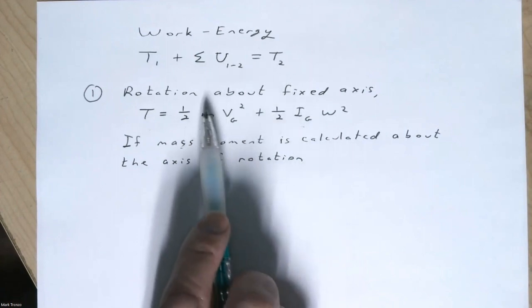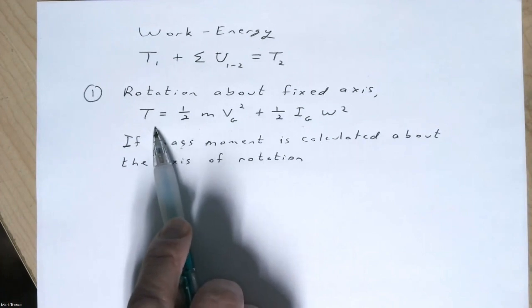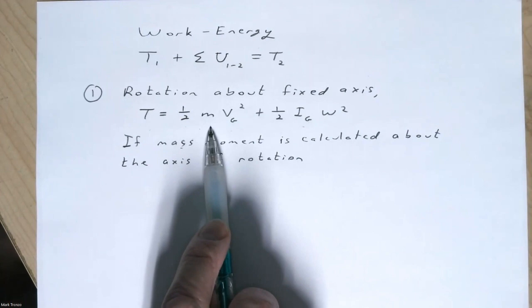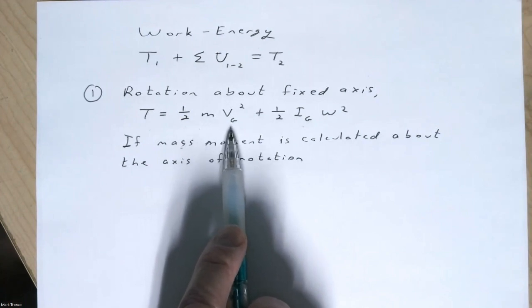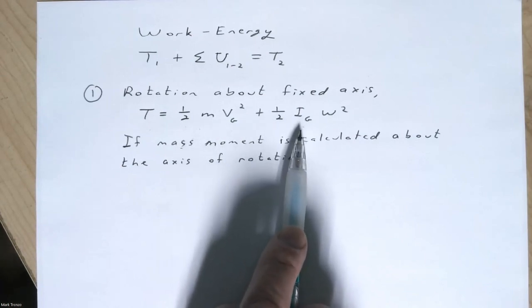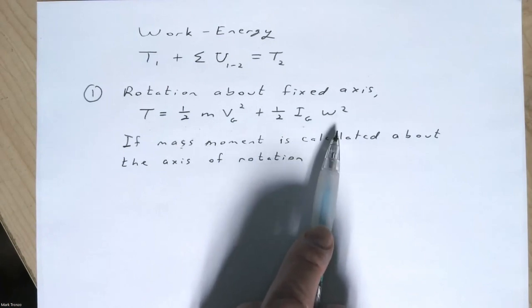Now, if you have rotation about a fixed axis, the kinetic energy is given this way: 1/2 the mass times the velocity of G, which would be its center of gravity, plus 1/2 the mass moment of inertia about its center of gravity, times the angular velocity squared.